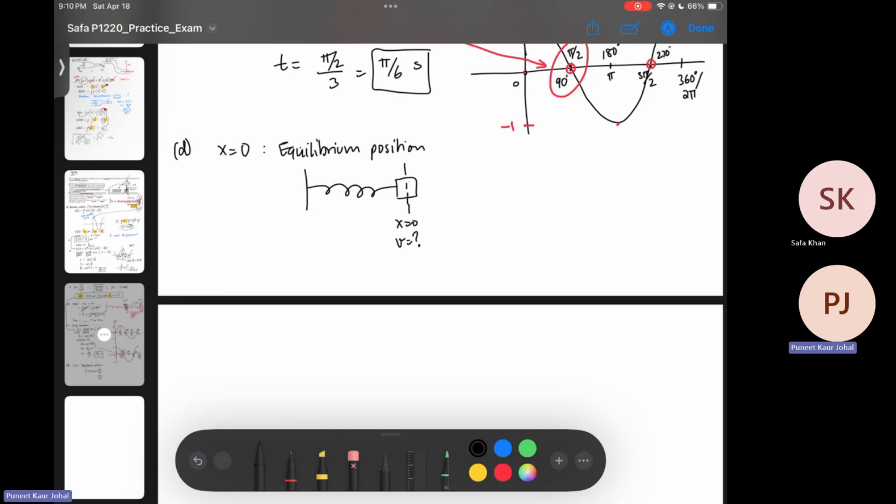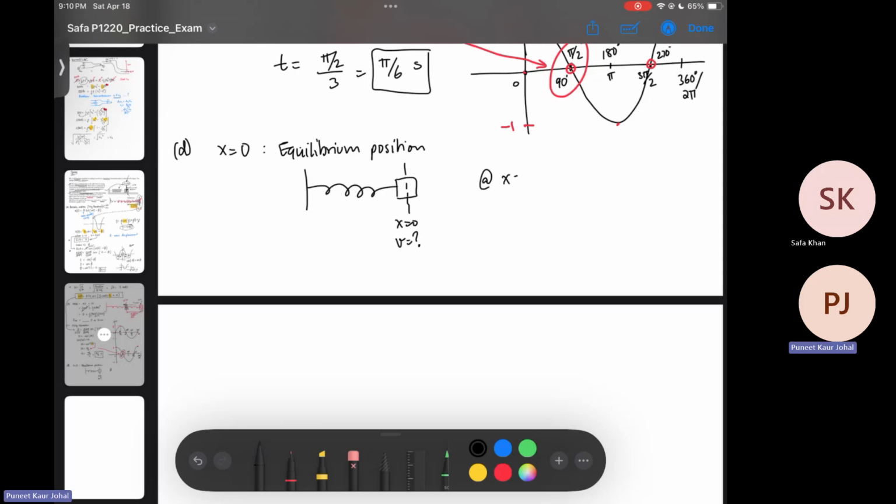Do you think there will be any potential energy at the equilibrium position? By potential energy, I mean any stretch or compression. That's what causes potential energy. At your equilibrium position, would the spring experience any stretch or compression? No, exactly. It wouldn't because it's the equilibrium position, right?